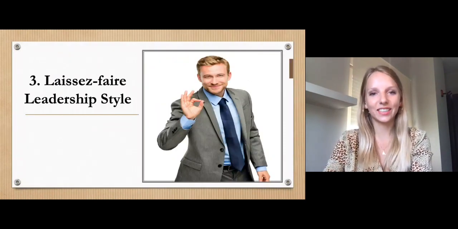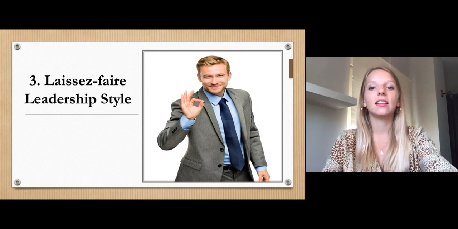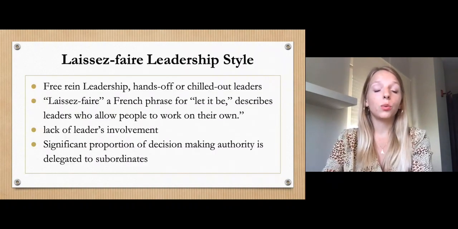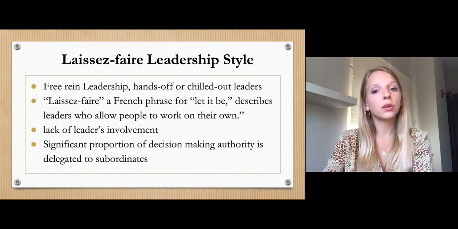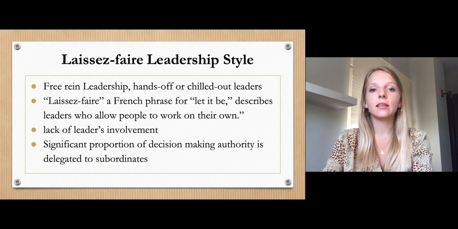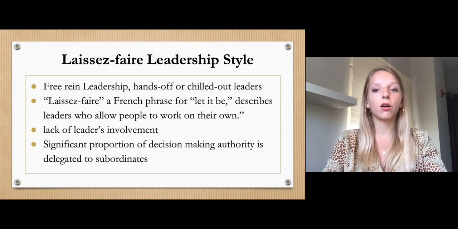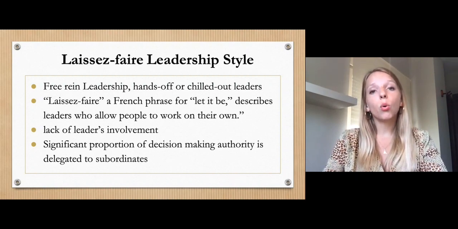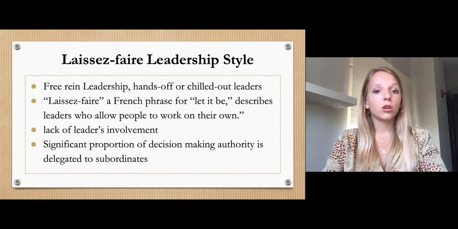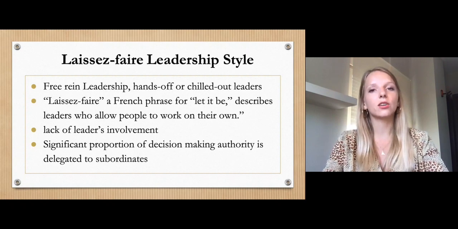The last style for this lecture is the laissez-faire leadership style, which is also referred to as free-rein leadership, hands-off, or chilled-out leadership. Laissez-faire is a French word meaning let it be, and in the context of leadership, it describes leaders who allow people to work on their own. As a result, this style is characterized by lack of leaders' involvement, as the leader only interferes when needed. Consequently, a significant proportion of decision-making authority is delegated to subordinates.